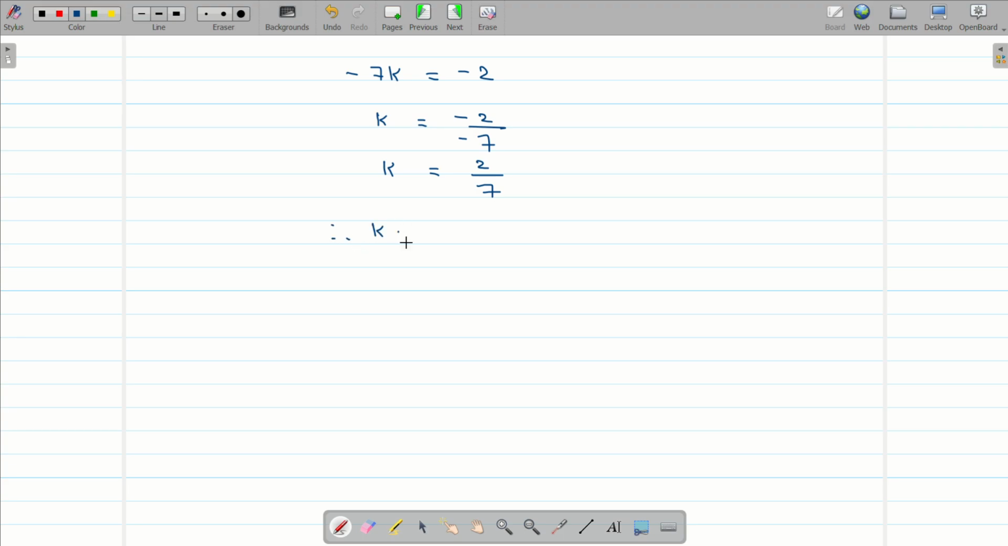Therefore, k is to 1 is equal to 2 by 7 is to 1. That is the same as 2:7. Therefore, the required ratio is 2:7.